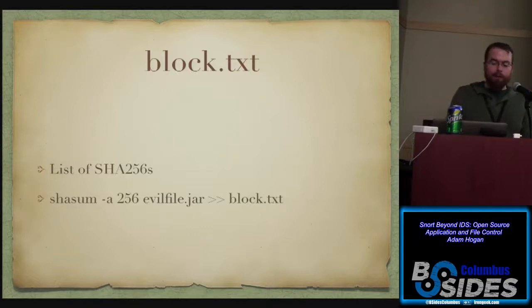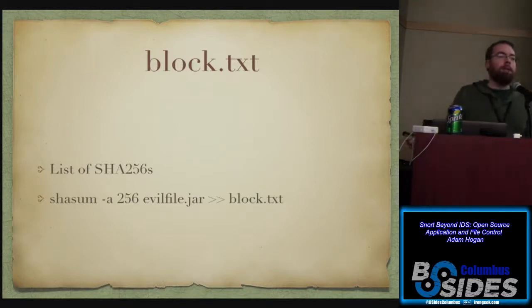All right, so that's literally just a text file. On each line is a SHA-256 of something we want to block. So if you get a file, you get some intel, you find malware in your system, all you need to do is calculate the SHA-256 for that file. Like this evil file.jar, a Java file. Block them all. And then we'll just output that into our block list.